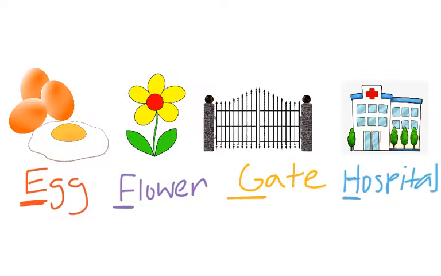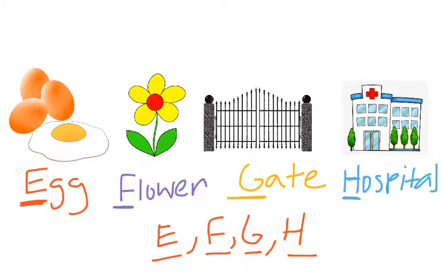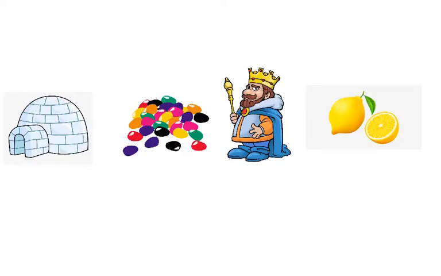And H for hospital. So what letters did we learn today on this page? We learned E. Let me write that better. E, F, G, and H. So far we've gone through A, B, C, D, E, F, G, H. Great, so let's do the next page.